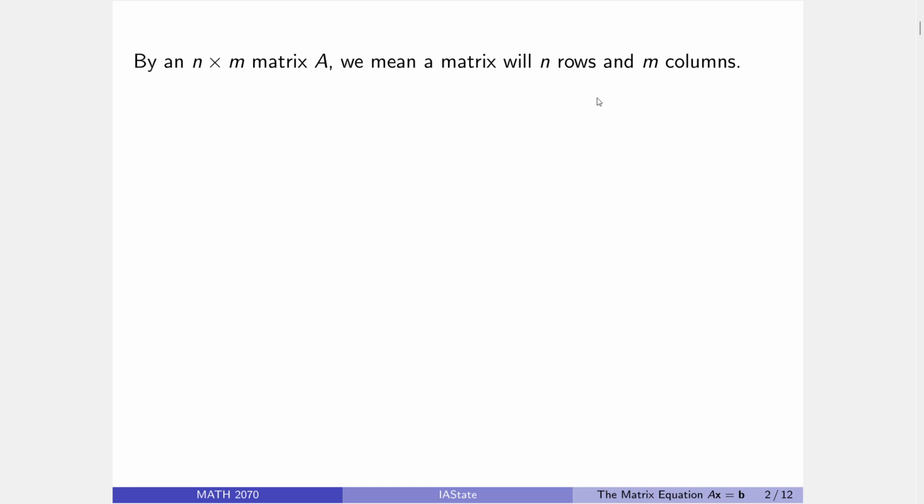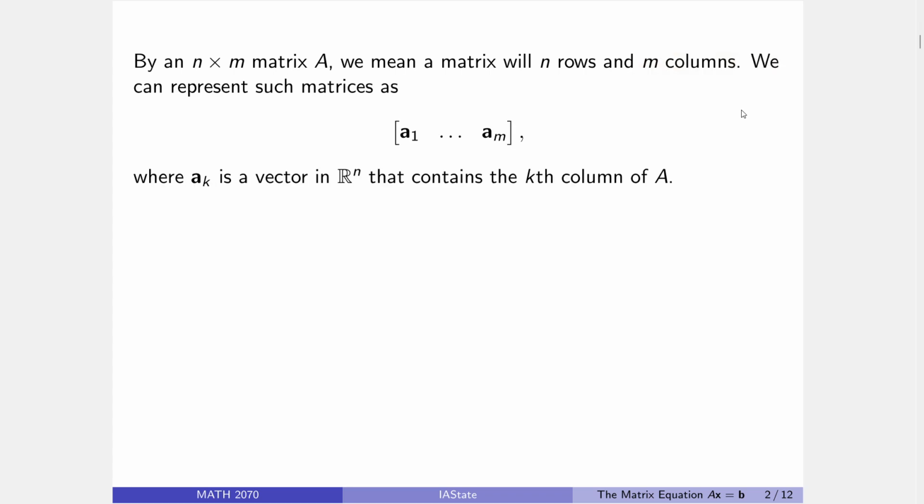Okay, so let's set up some terminology. We've already talked about matrices. We've seen how they appear as a way of representing systems of linear equations. Well, let's give a little bit more machinery around it. So when we say an n by m matrix, we mean a matrix that has n rows and m columns. So rows first, columns second.